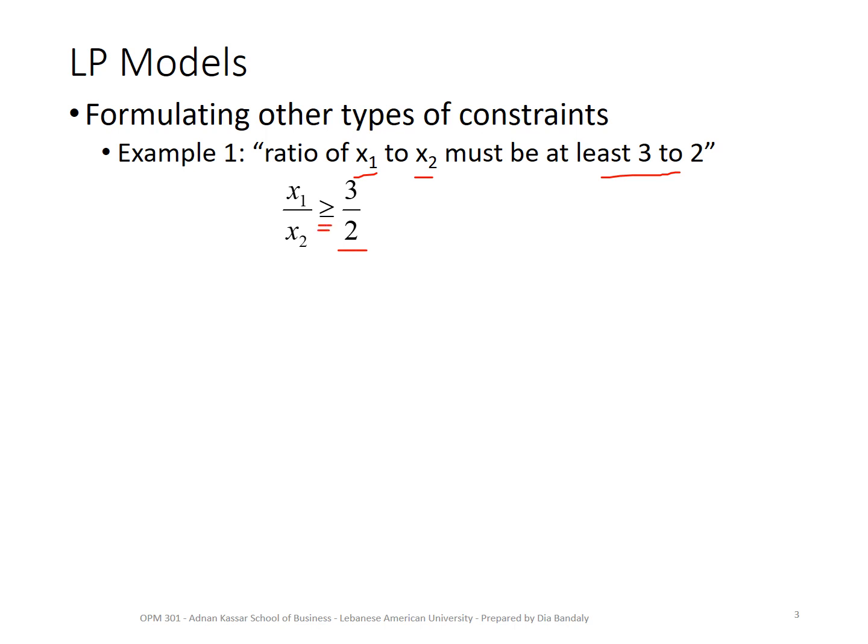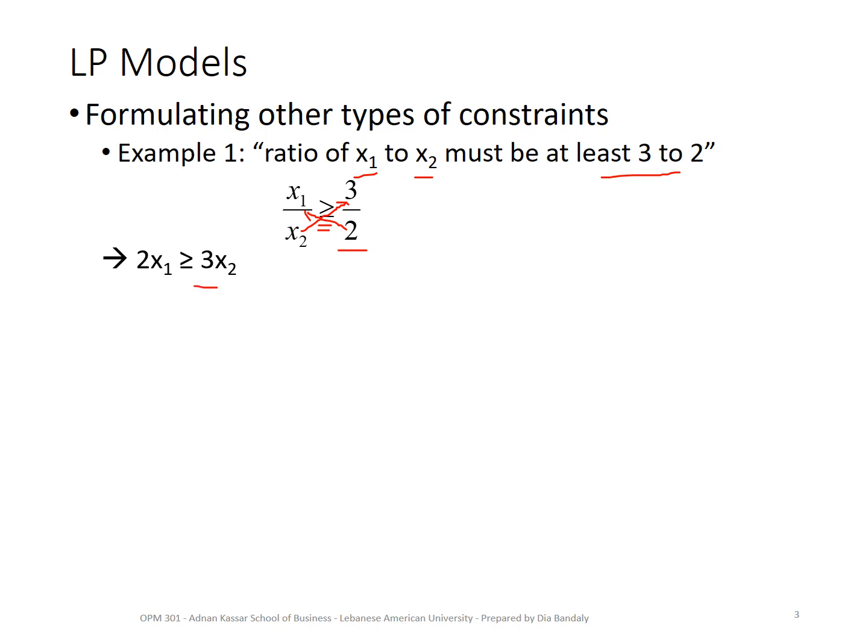Now, this is not the final form of a constraint. Remember, constraints are always like this: I have the decision variables on the left-hand side, and then a constant on the right-hand side of the sign. So I need to do some manipulation. I can cross multiply here, so x2 I multiply by that, and this I multiply by this. So here we go. It becomes 2x1 greater or equal than 3x2.